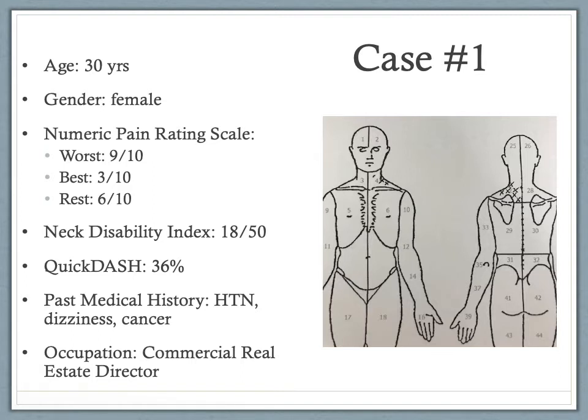She was given a NDI and a QuickDASH with the scores there, looking about 36% really for both of them. Past medical history, she does have a history of hypertension, dizziness, and cancer. Works as a commercial real estate director, and we do have a copy of her pain diagram. And it looks like here the pain is, I can't really tell if that's neck or shoulder region, but it's focused a little bit more on the left side. So that's all the information that we have so far.